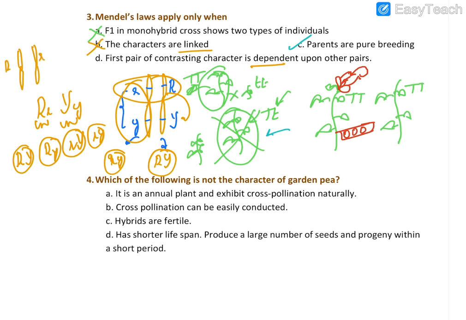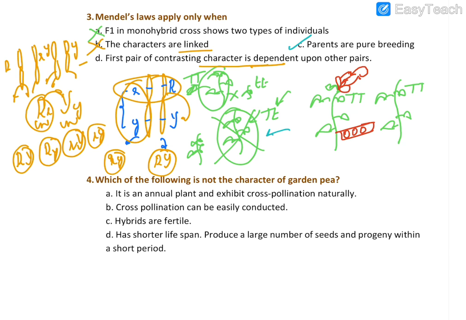Capital R and small r are present on one pair of homologous chromosomes. The other, capital Y and small y, are present on another pair of homologous chromosomes. So you can apply the law of independent assortment. Capital R can come with capital Y or small y, and small r can come with capital Y or small y. When the genes are present on different chromosomes, you can apply the law of independent assortment. That means the first pair of factors is completely independent of the second pair of factors. That is what we call the law of independent assortment. Then only you can apply Mendel's law.